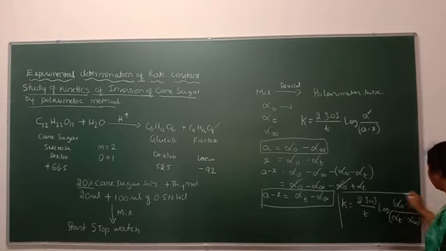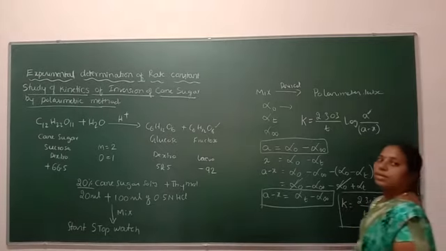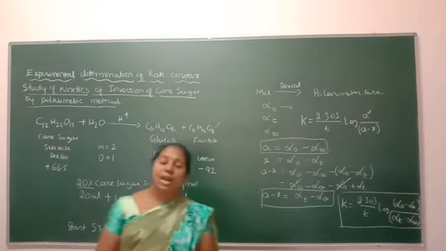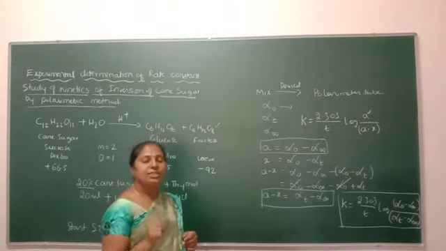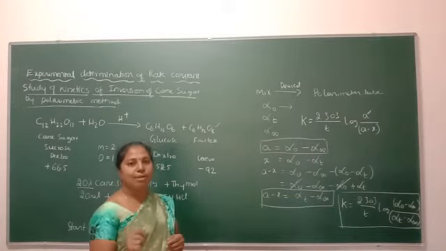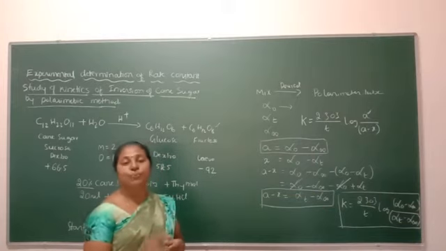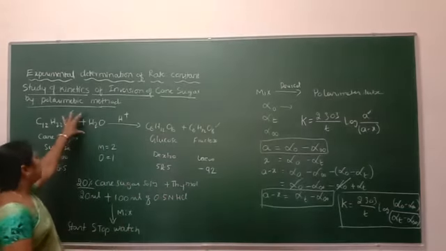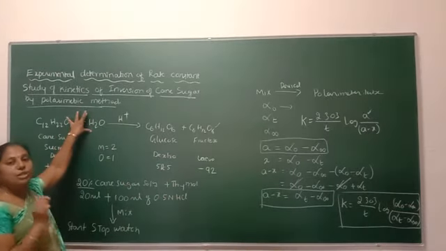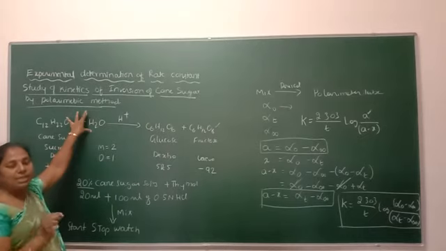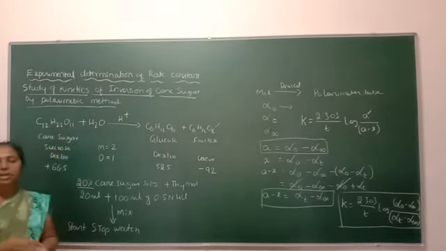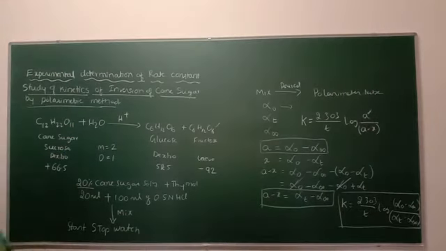So by taking this equation, we will measure the value of the rate constant at different time intervals. Since the value of the rate constant at different time intervals is found to be constant, we can say that this reaction, that is, inversion of cane sugar, can be taken as a pseudo first order reaction, and it also follows first order kinetics. So in this way we can find out the rate constant value for the inversion of cane sugar.